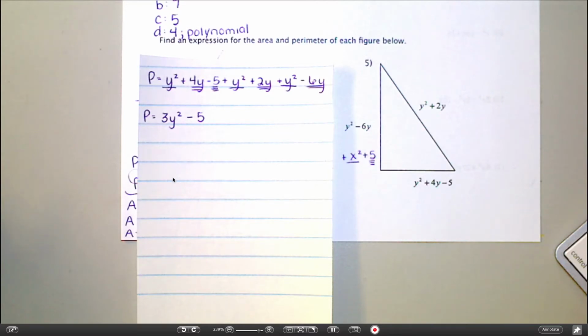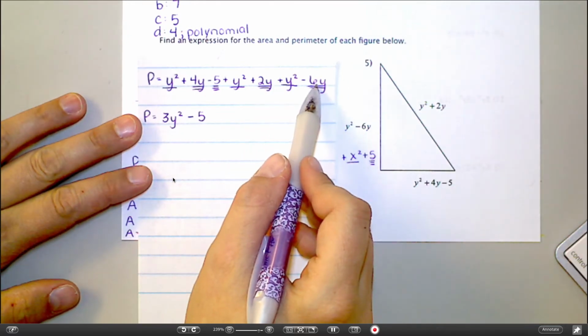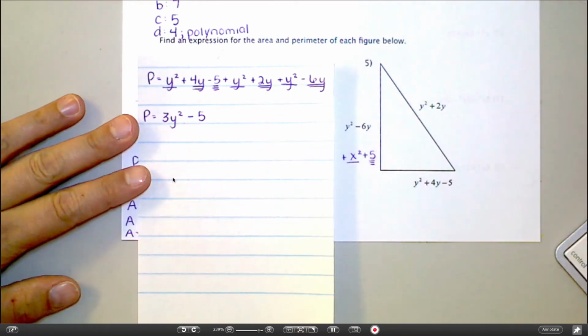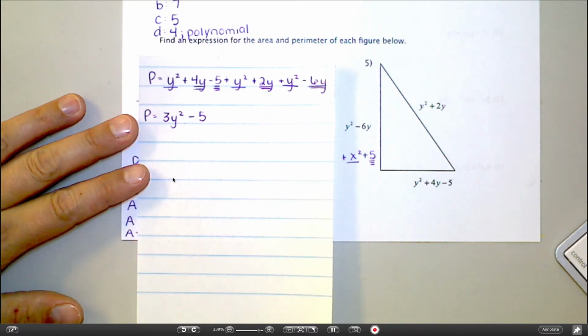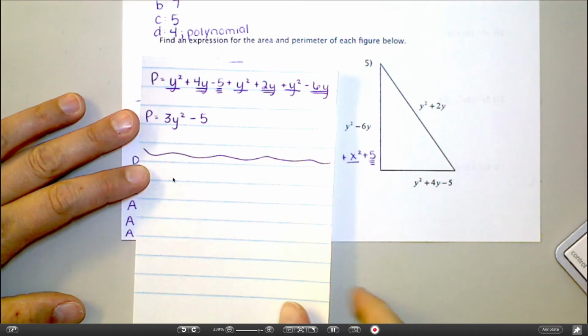Got it. Good? Well, where'd the y go? 4 plus 2 is 6, and I got minus 6, so it's 0. You could write a 0y in there, but if it's 0, you don't have to write it. Okay? All right, now let's talk about area with triangles.